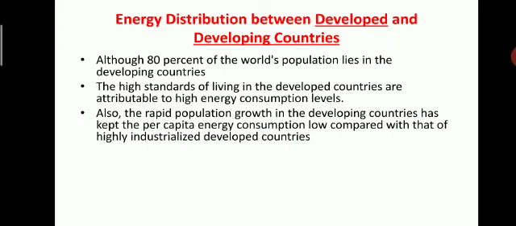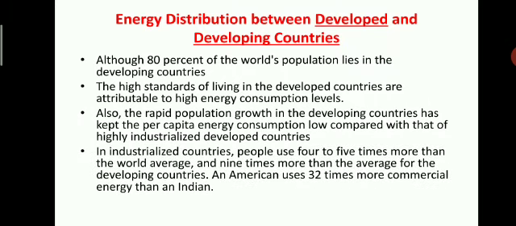So highly industrialized developed countries are China, Australia, America, United Kingdom. These are, we can say, highly industrialized developed countries. In industrial countries, people use 4 to 5 times more energy than the world average, and 9 times more than the average for the developing countries. And America uses 30 times more commercial energy than India. So this is a very important point.